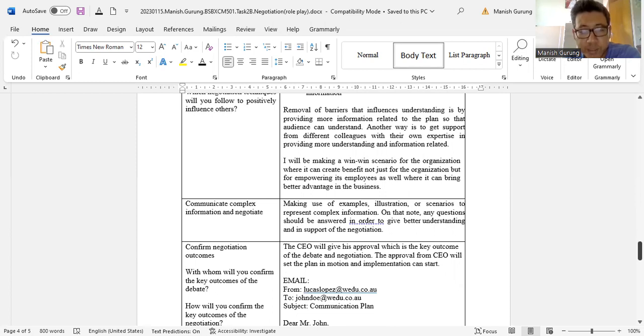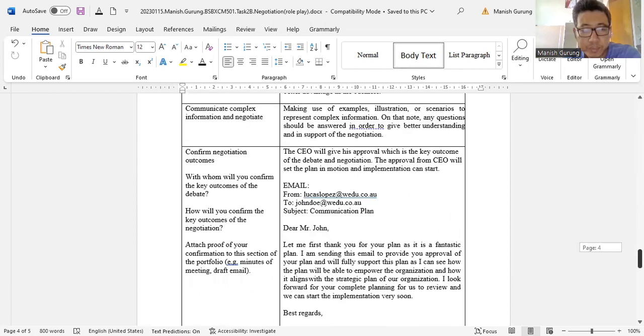I will be making a win-win scenario for the organization, where it can create benefit not just for the organization but for empowering its employees as well, where it can bring better advantage in the business later. Communicate complex information and negotiate. Make use of examples, illustrations, and scenarios to represent complex information. Note that any questions should be answered in order to give better understanding and in support of the negotiation.